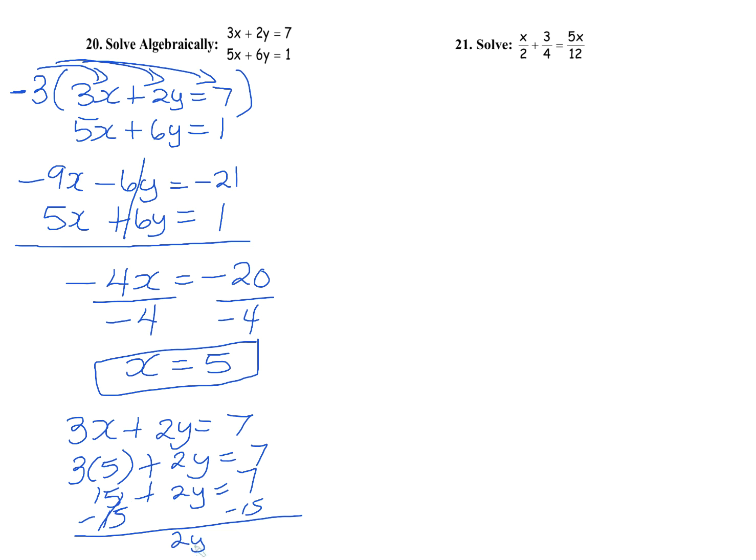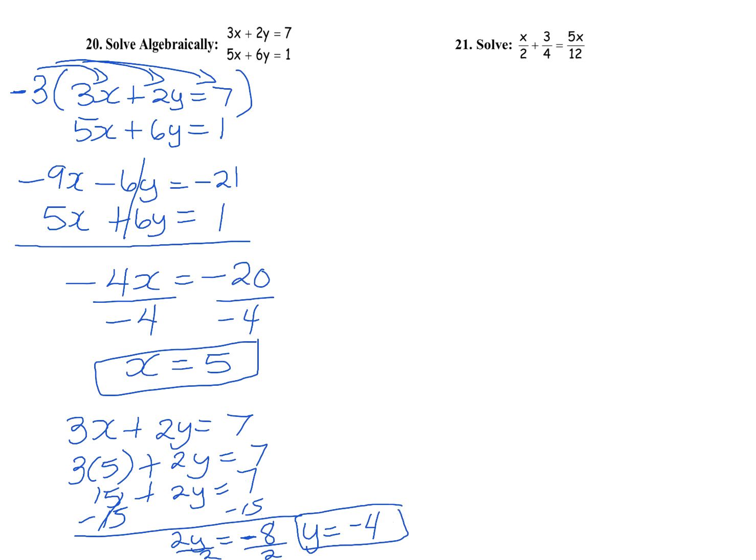So I have 2y equals, the signs are different, so we keep the sign of the larger, we're going to subtract, that's going to give us negative 8. And solving for y, finally divide both sides by 2. So y has a value of negative 4. So x is 5 and y is negative 4.